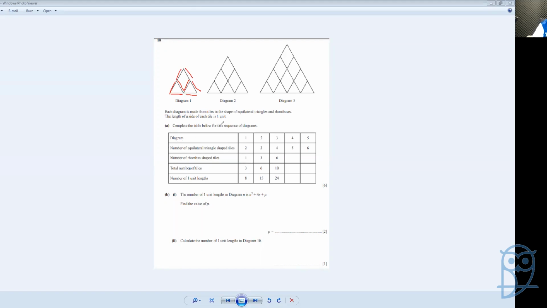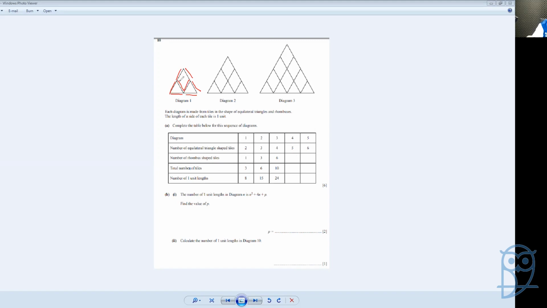All right. And they say, there are your diagram numbers, the number of equilateral triangle-shaped tiles. So we can see that in this diagram there are 2, then there are 3, then there are 4. So you can see the pattern is you're just adding 1 every time. So you add 1, you add 1. Great.